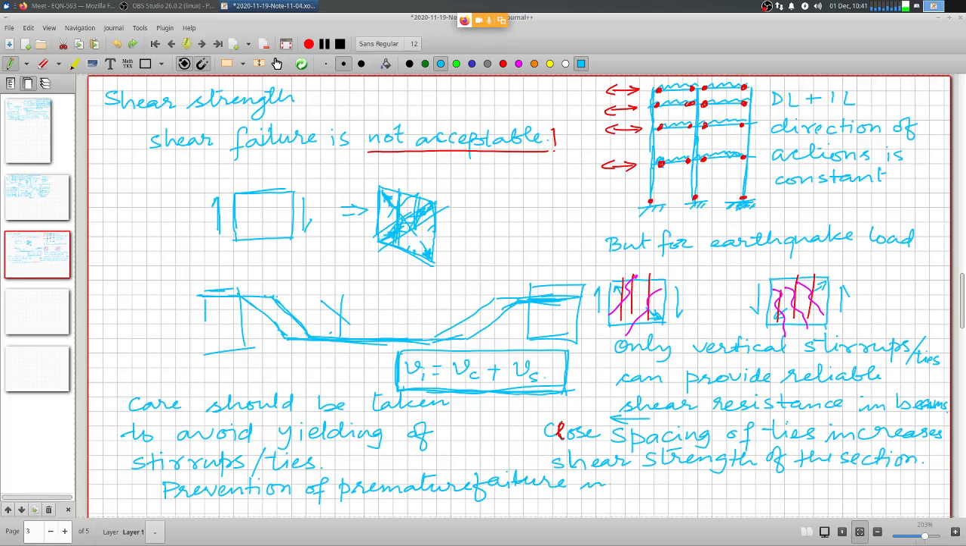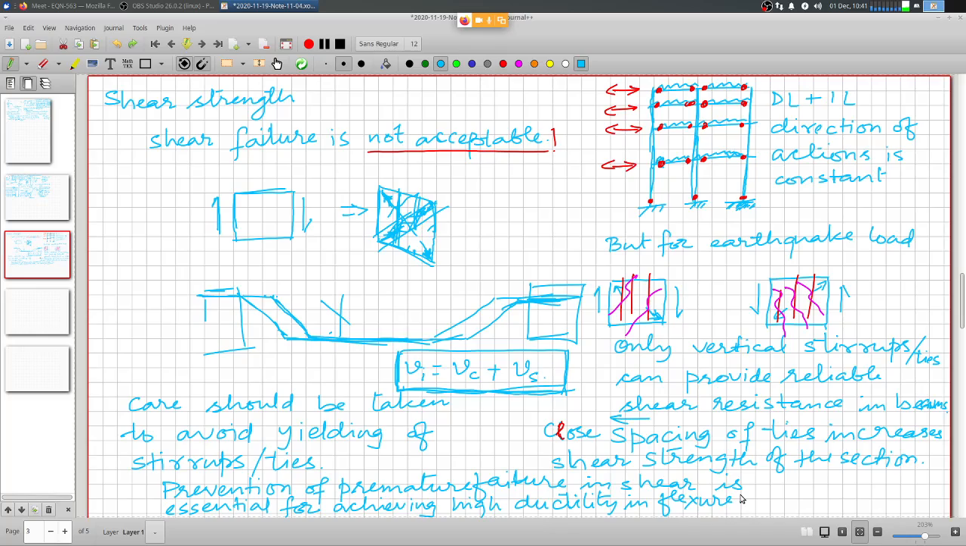So prevention of premature failure in shear is essential for achieving high ductility in flexure.